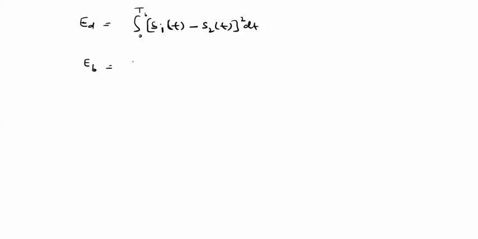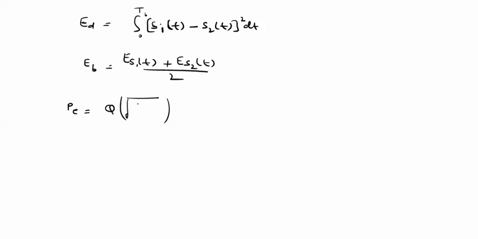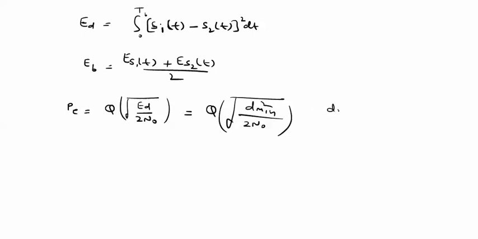Bit energy comes from the energy of S1(t) and the energy of S2(t), divided by 2. The third formula is that the probability of error is Q of root ED upon 2N0. The second formula, in terms of D minimum, is Q of root D minimum square upon 2N0, where D minimum comes from the constellation diagram.